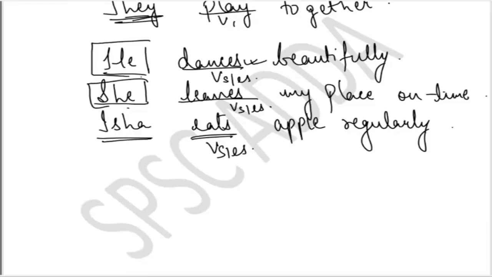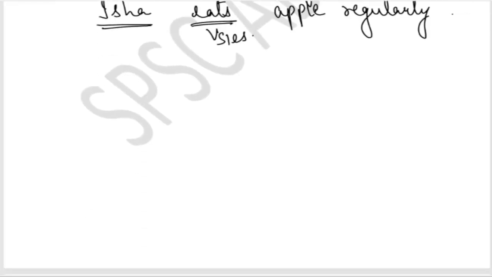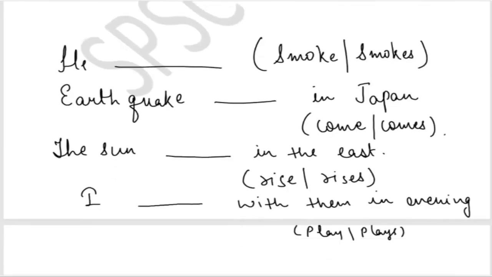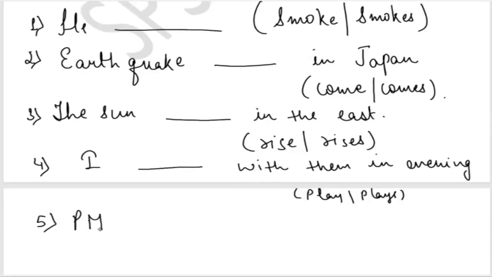I'll give you 4 sentences. Just fill in the blanks with the appropriate verb. It will be related to simple present tense only. Alright? Fill in the blanks with appropriate verb. Done? Yes, ma'am. Okay, I'm adding one more sentence. PM is Prime Minister. Alright?